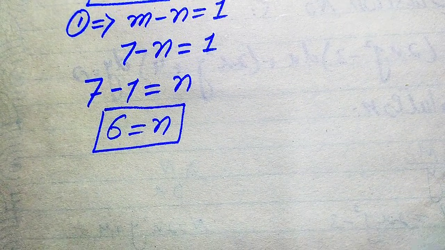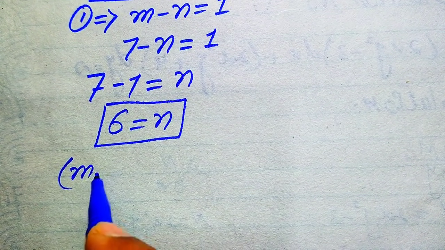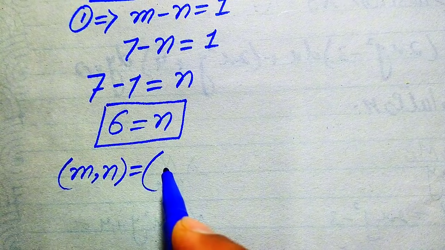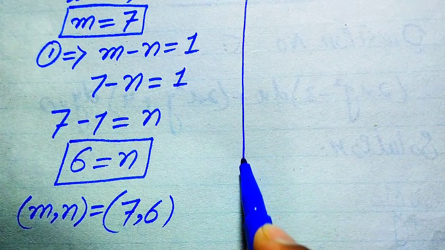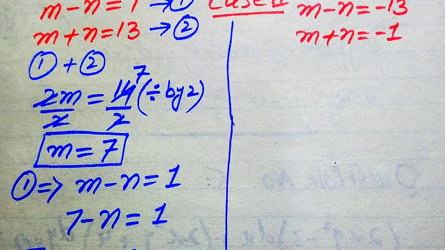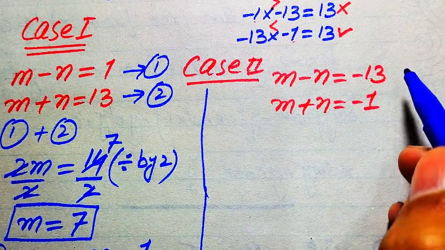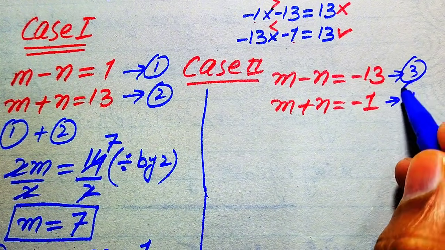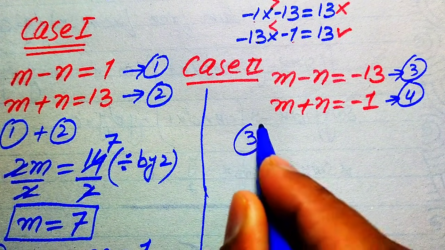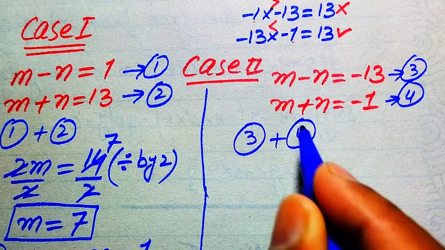So here in the first case we get the root of the given equation: m, n equals 7 and 6. So here we move towards our second case. So this is our second case, and here this is our equation number 3, and this is our equation number 4. So here we again add equation number 3 and equation number 4.